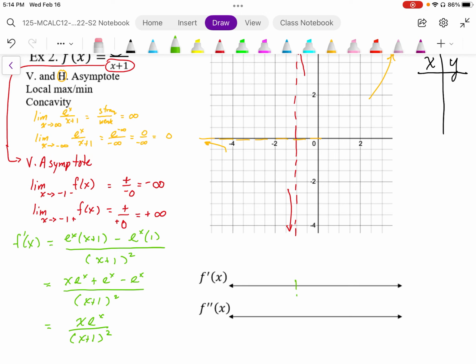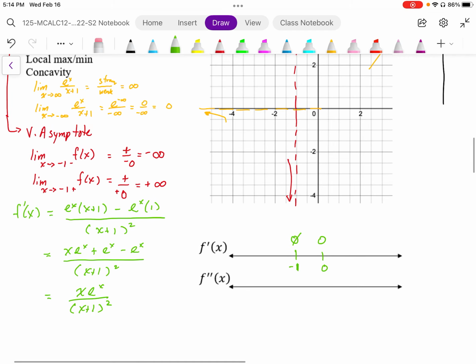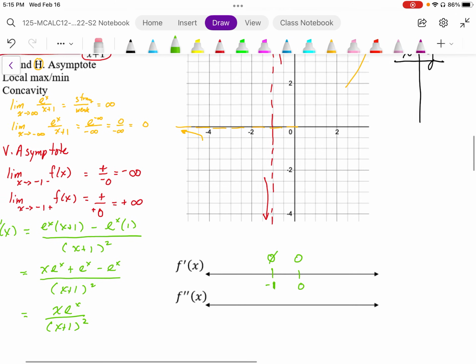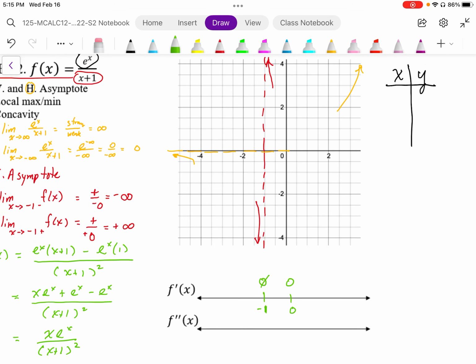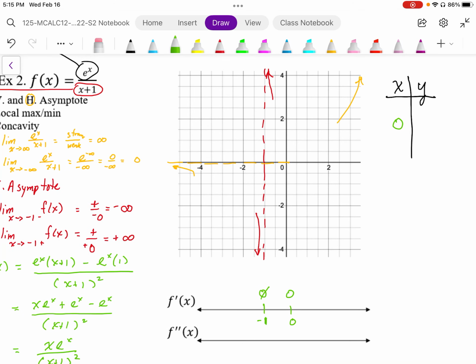So we have an undefined slope at -1, and at 0 we're going to have a 0 slope. And e to the x is not equal to 0, so we don't have to worry about any other points where we get 0. So we're going to have a horizontal tangent there. I'm going to plug in my coordinate. Plugging x is 0 into that equation, I get e to the 0, which is 1, over 0 plus 1, which is 1. So I have a coordinate at (0, 1).